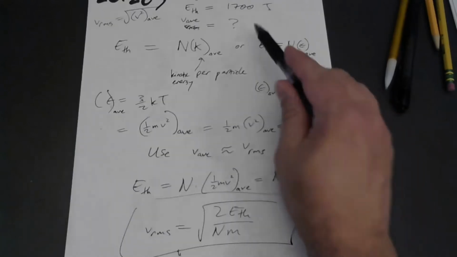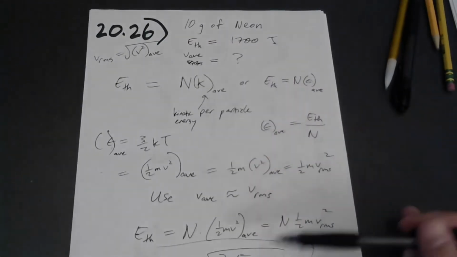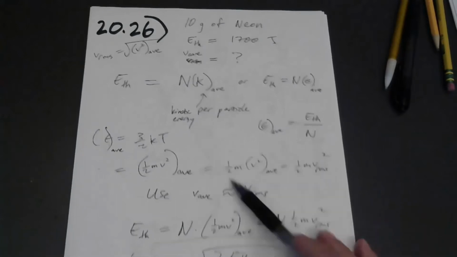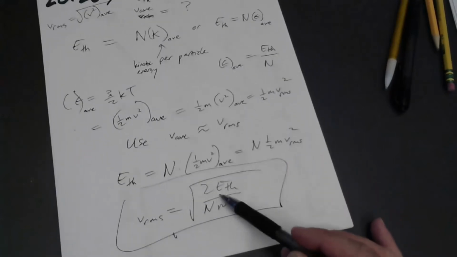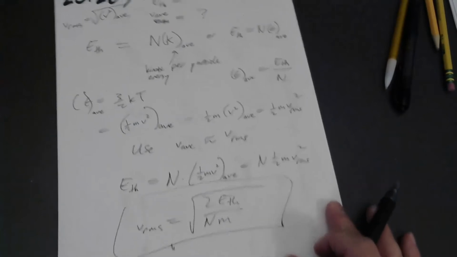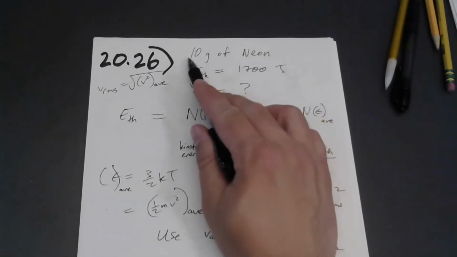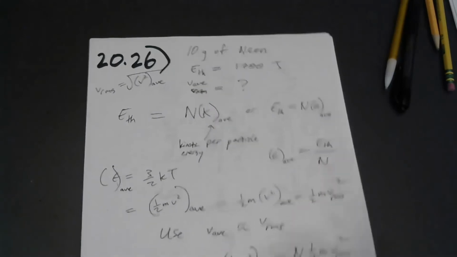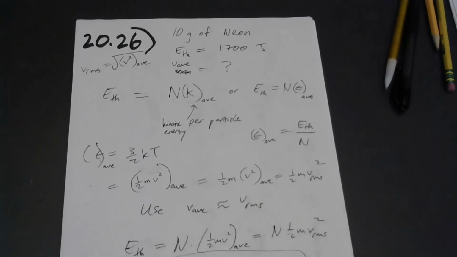They gave us the total thermal energy. We know how many joules we're dealing with. They didn't tell us the total number of neon atoms that we're dealing with, but they did tell us how many grams. So this is where we can convert grams into number of particles. That's where Avogadro's number comes in.